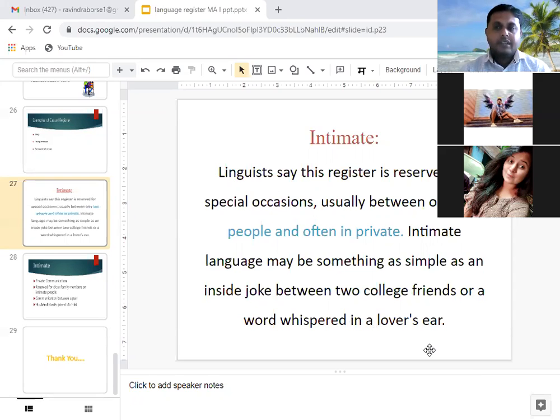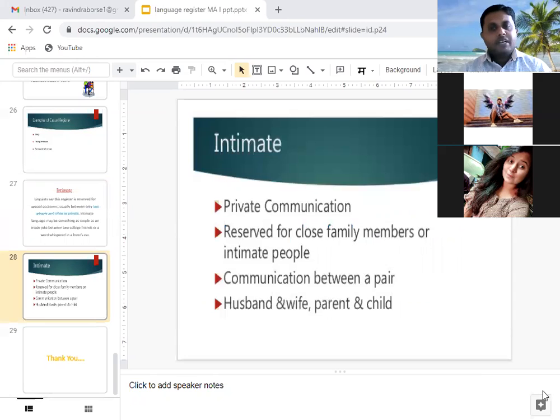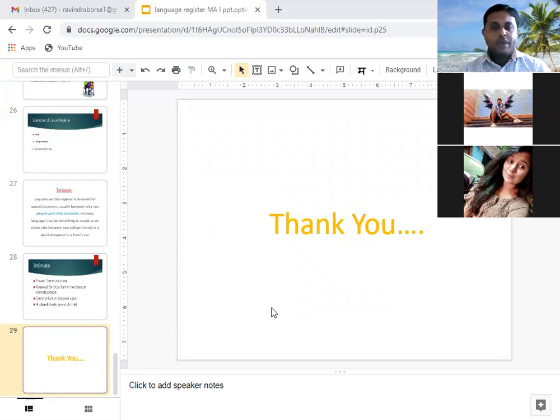So it is generally used between the lovers, right? So private communication is also reserved for close family members or intimate people. Communication is between a pair, that pair can be a husband or a wife, or lover beloved, like that. Parent child also you can consider over here. So here we end the topic, that is the register in a language. I hope you have understood the topic in a better way.